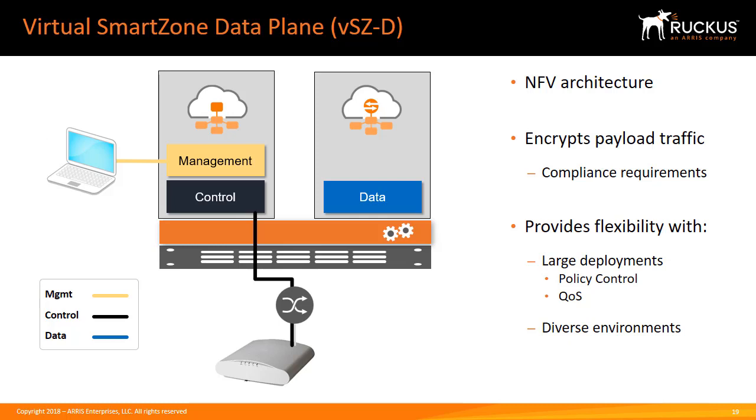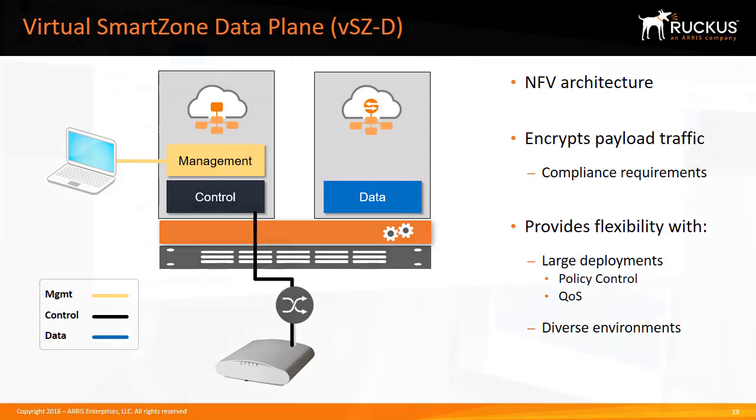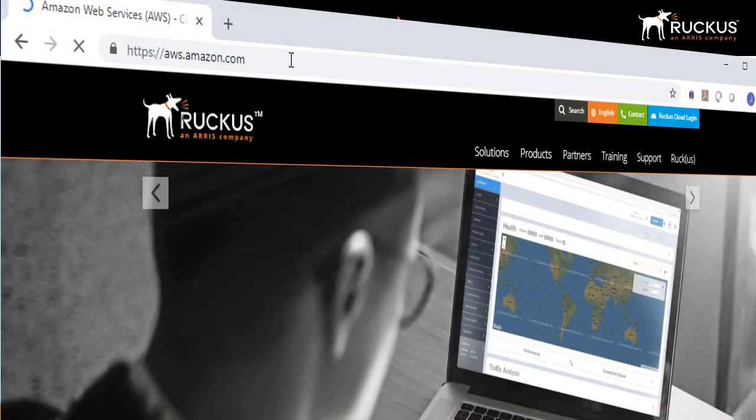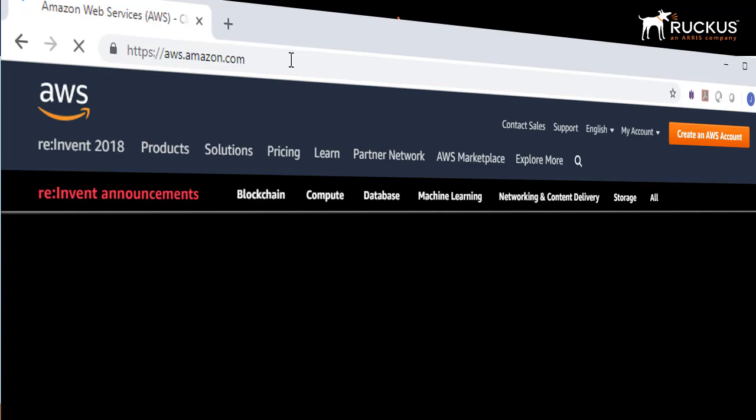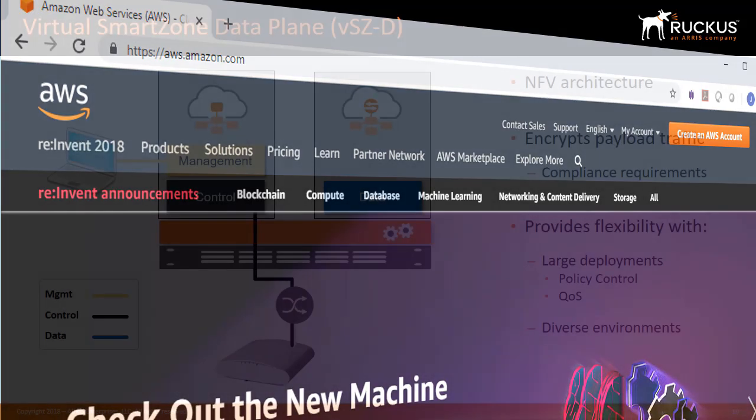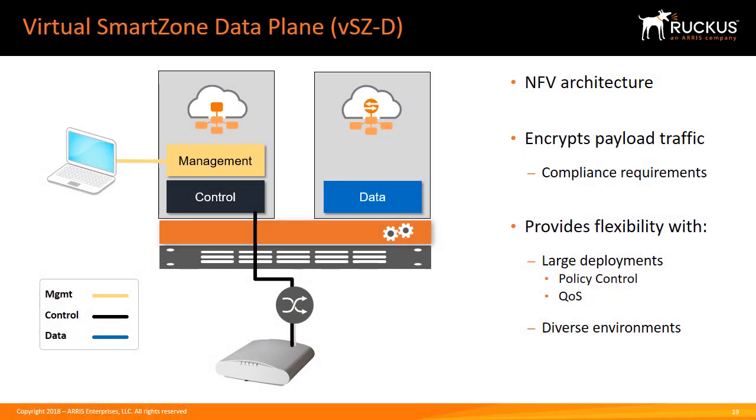and QoS. Deployments of SmartZone in cloud services, such as AWS, benefit from the virtual SmartZone data plane as well as forwarding the traffic in a local environment if proxy or VoIP services are being used.